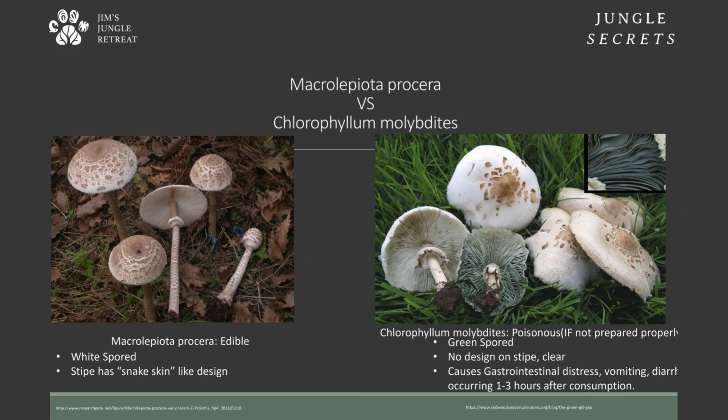Then one of the biggest mistakes that a lot of tribal people are still making today is this: Macrolepiota procera, which is a very tasty edible, versus Chlorophyllum molybdites. Now you see the cap is very much the same. It has a nice long stipe. It also has a partial veil. Partial veils are different. This mushroom has white spore prints. This mushroom has a green spore print. Then you can see a snake skin pattern on this type. You will not see this on this type.